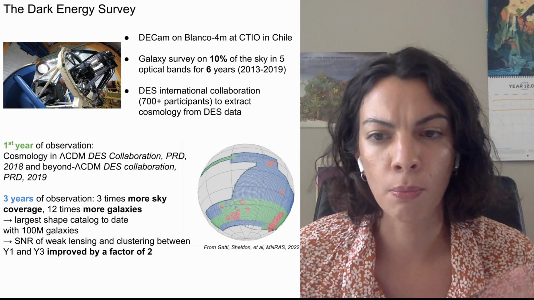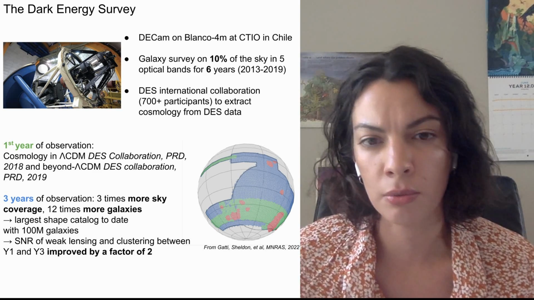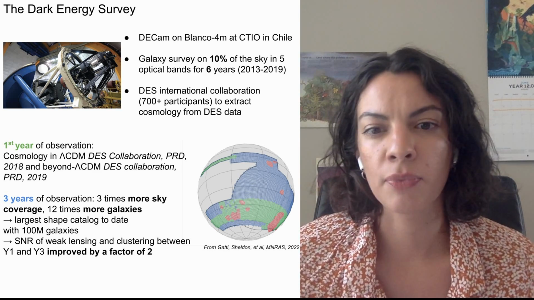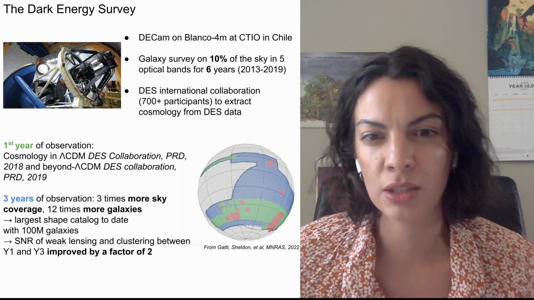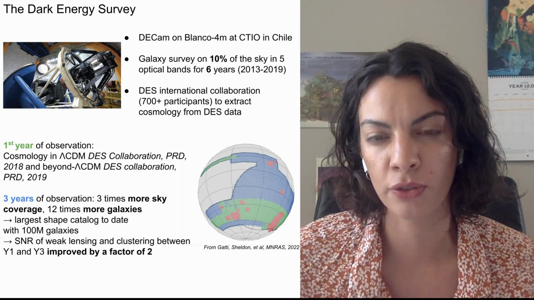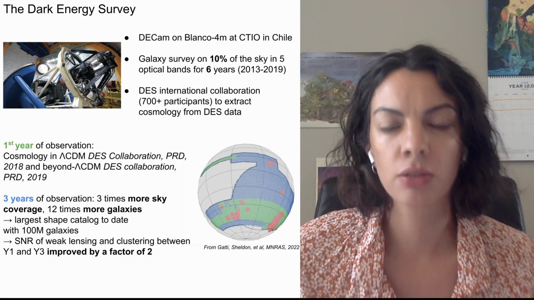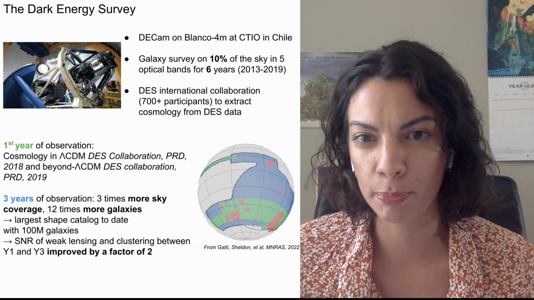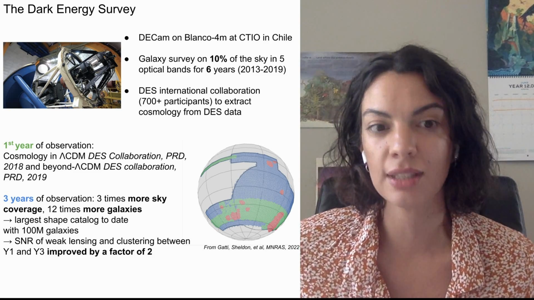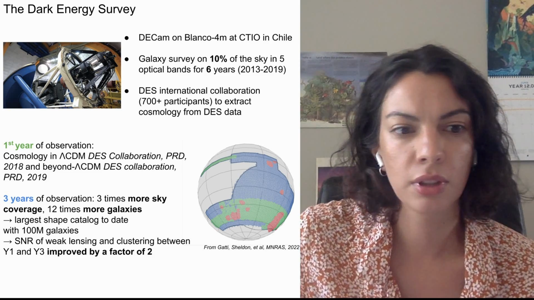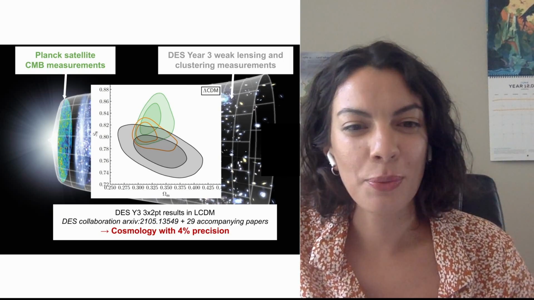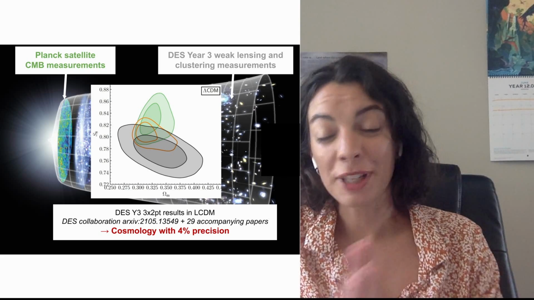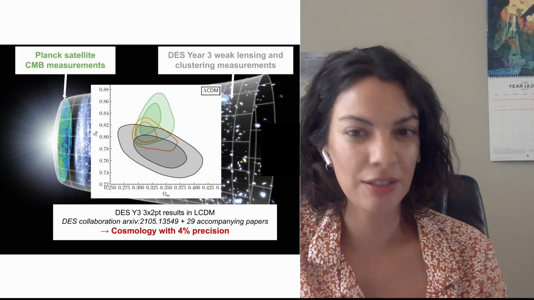And in the end, the data that we used has a signal to noise ratio twice as good as for the first year of observation. So it seems like it's a very powerful set of data to test the Lambda CDM model. So yeah, we use those precise data to test the Lambda CDM model.